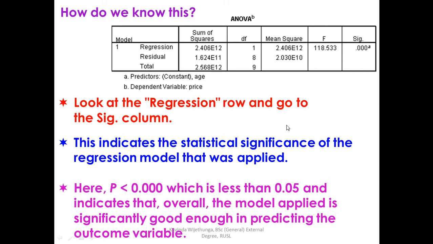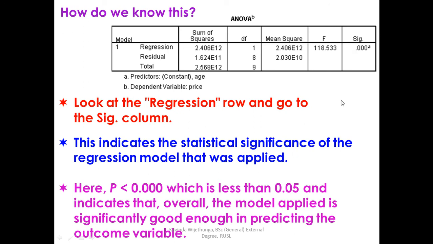So for this significance value, suppose it comes as 0.1, that is greater than 0.05, no? Here, since this is 0, that is less than 0.05, right? Less than 0.05 indicates the overall model applied is significantly good enough. So this should also be less than 0.05, otherwise it is not good, right? So the ANOVA table represents that.